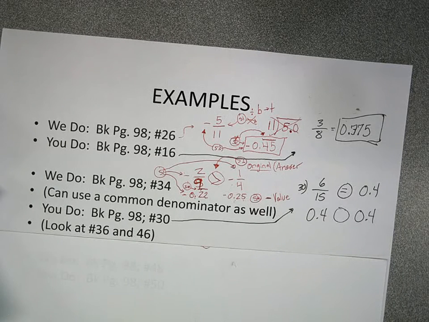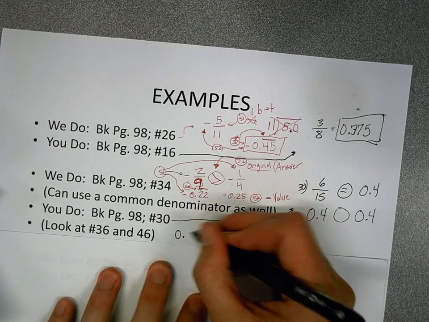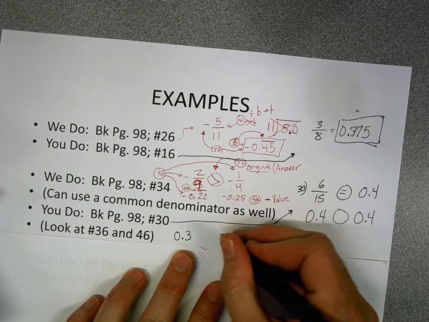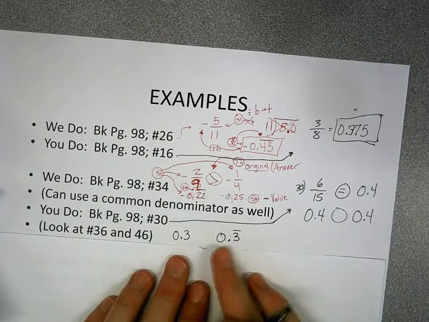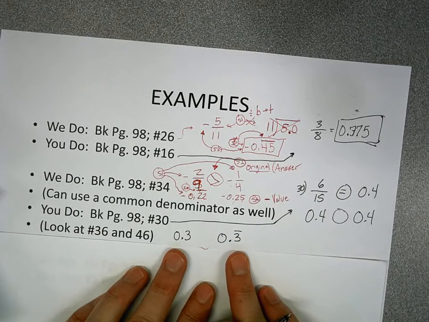Just make sure, guys, on those, it's very much like the one we did earlier, you're going to have some repeating decimals there. So I want to point this out. Let's stay positive for right now. If you have 0.3 versus 0.3 in bar notation, and these are staying positive, meaning positive numbers, rational numbers.